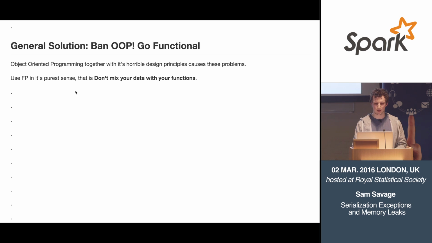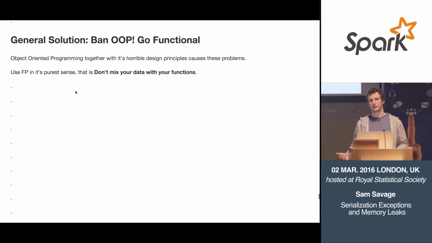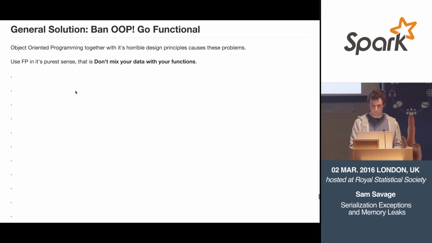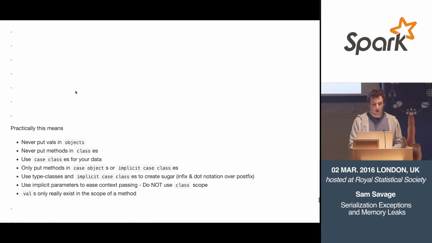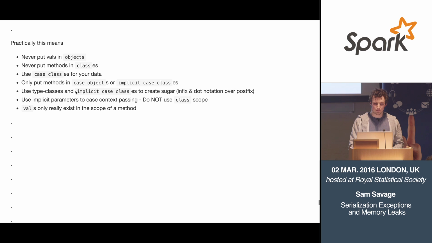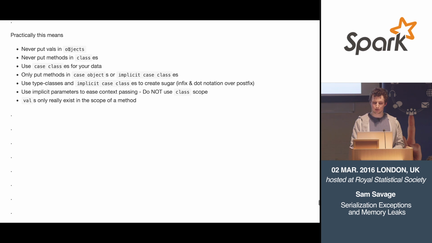So what do I mean by functional programming? I mean it in the purest sense. Don't mix your data with your functions. So this doesn't mean using Scala is going to get you to that point. And it doesn't mean not using Scala either. So practically, this means don't put vals in objects. Don't put methods in classes. Use case classes only. Or if you are going to put your methods in objects or implicit case classes, which are a special kind of class, which aren't really classes, they just provide syntax.